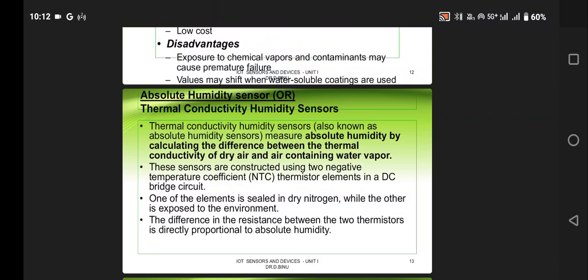The next type is absolute humidity sensors, or thermal conductivity humidity sensors. These sensors measure absolute humidity by calculating the difference between the thermal conductivity of dry air and air containing water vapor. These sensors are constructed using two negative temperature coefficient thermistor elements in a DC circuit. One of the elements is sealed in dry nitrogen while the other is exposed to the environment. The difference in the resistance between the two thermistors is directly proportional to absolute humidity.